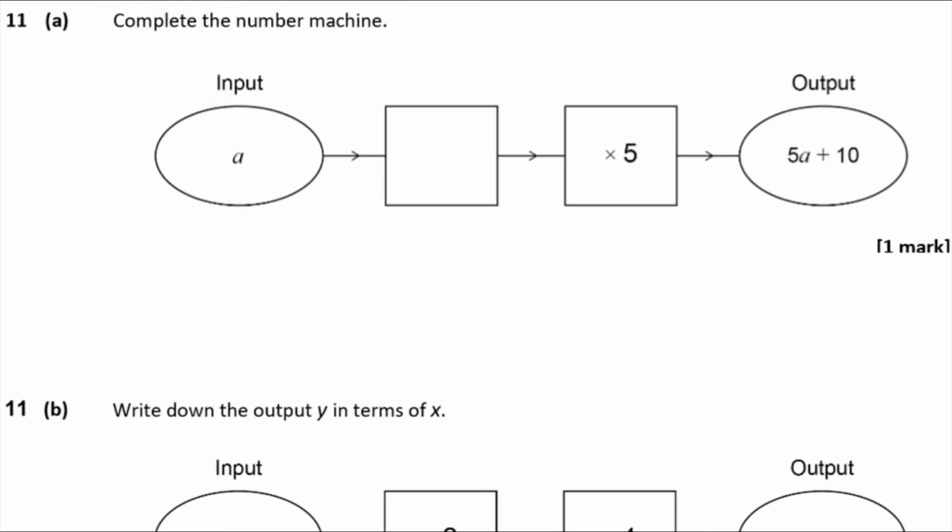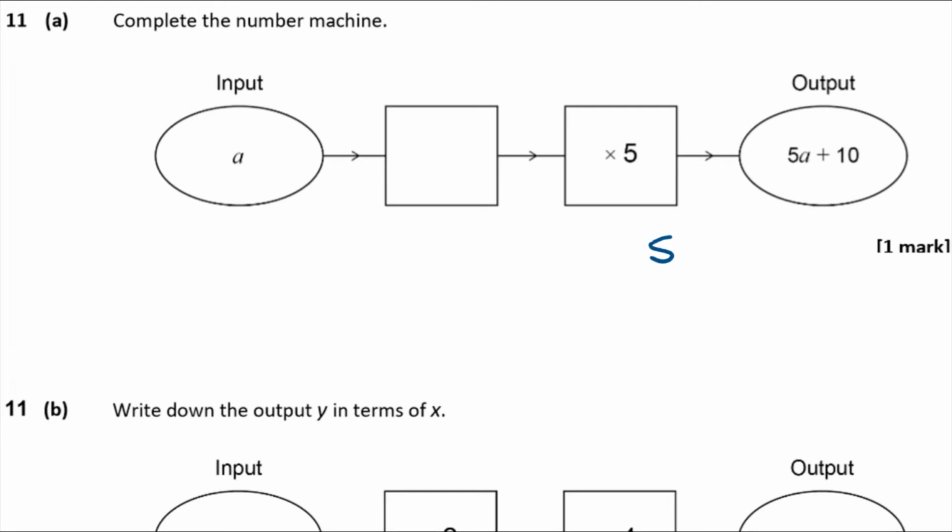Question 11. Complete the number machine. So I've got A, and it's fed into the first box, and then something happens to it, we don't know what, and then it's times by 5, and we get 5A plus 10 coming out of it. So what must we have done in that box in order to get 5A plus 10 out again? Well, let's just try and work backwards.